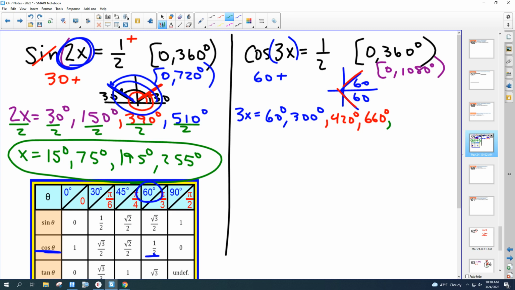420 plus 360 is, I think, 780. And 660 plus 360 is, what, 1020? Help me out here. Okay. Now, to check, I look at my 6 numbers right here, and I see that those 6 numbers are in between 0 and 1080. So I'm pretty sure I'm on the right track.